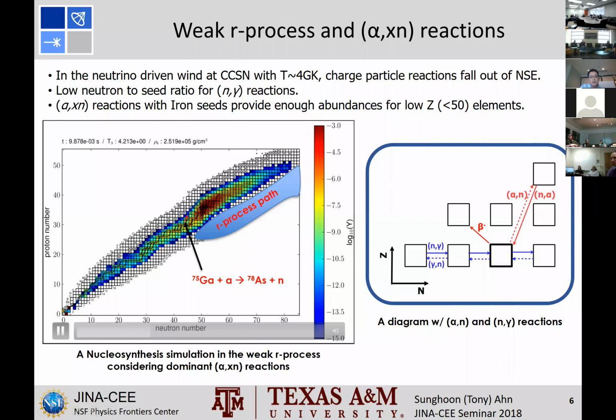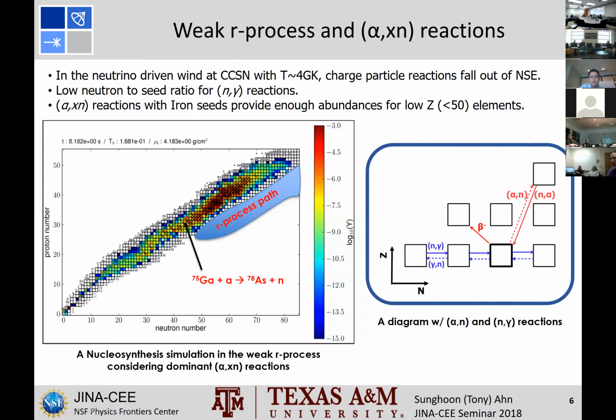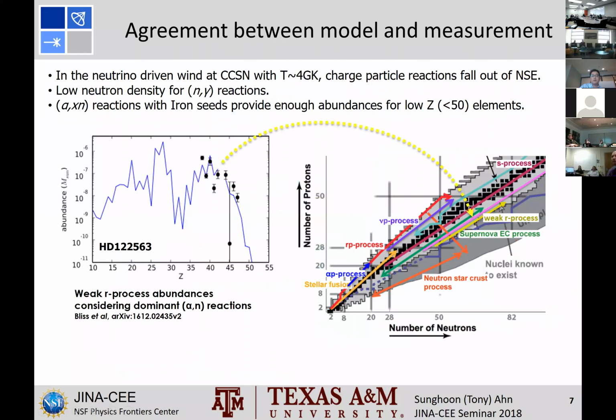You can see that the path reaches faster on the low Z equals 40 region, which is above the r-process path. So it is clear that the alpha-xn reactions are important to explain this. And this model also clearly produces the abundance pattern very well compared to the observed one shown on the left plot. So the alpha-xn reaction is very important.